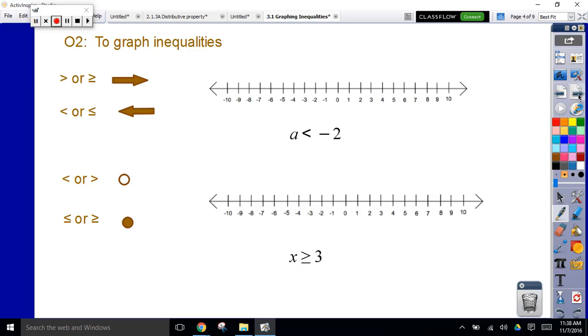Let's look at the first example that's up here. I have a is less than negative 2. There's no equal sign here, I just have a plain old less than. So I'm going to put an open circle on negative 2. My pen's calibration is a little bit off, so that went a little farther right than I intended. Now it says less than, so less than tells me that I'm going to go to the left. So the graph of a is less than negative 2 looks like that.